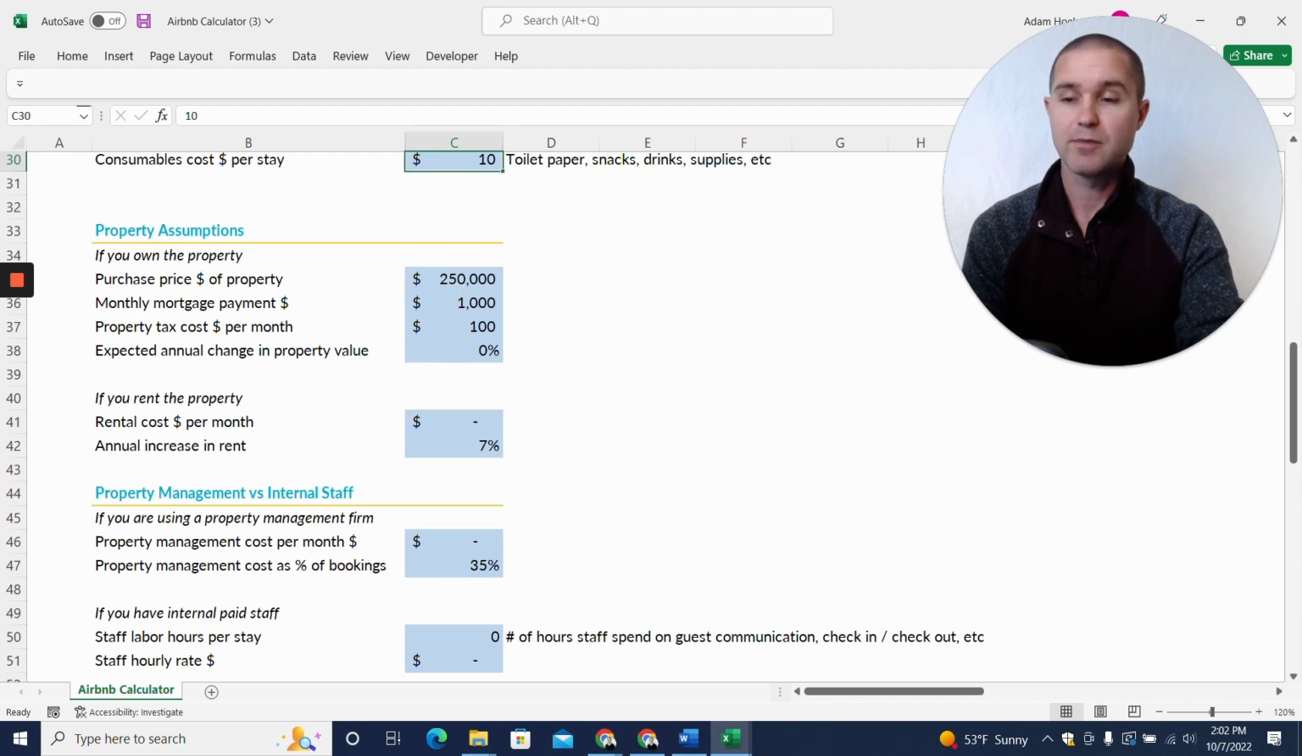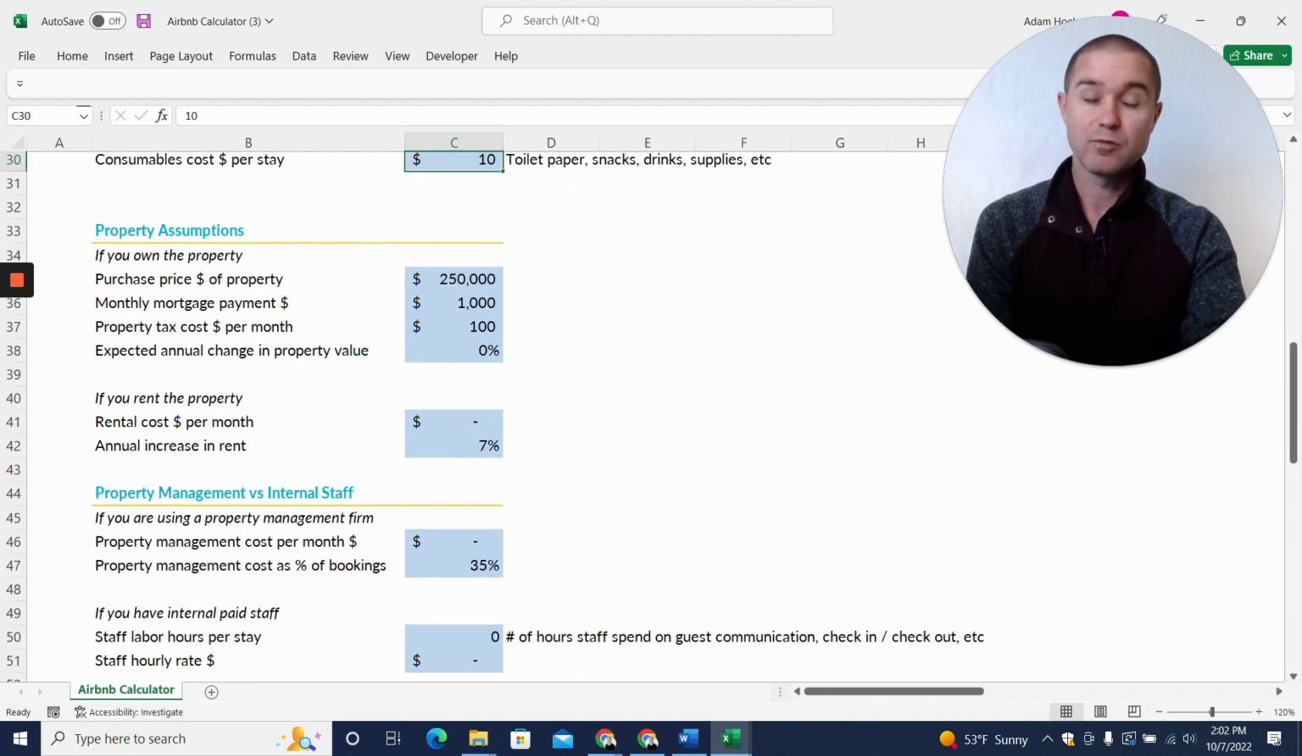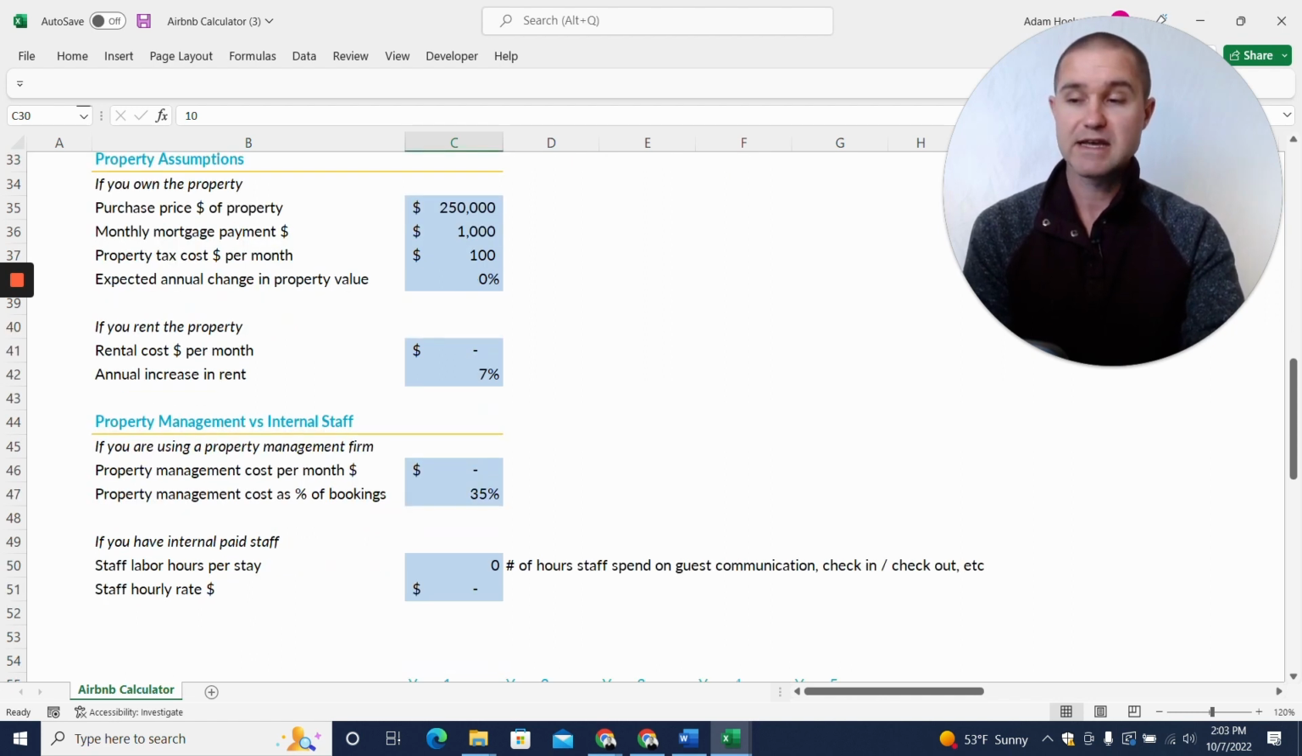And we're saying this property we bought for $250,000, and we started out, maybe we bought this a little bit before when interest rates were much cheaper. So if you had an interest rate around 3% and a mortgage of $230,000, let's say you put $20,000 down roughly, your monthly mortgage payment is going to be around $1,000 a month. Then we'll assume $100 property tax. And for right now, we're going to say no change in the property value. We're just going to keep that at 0.